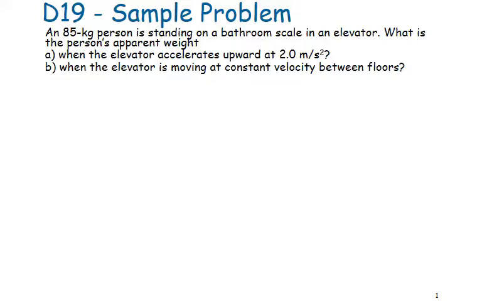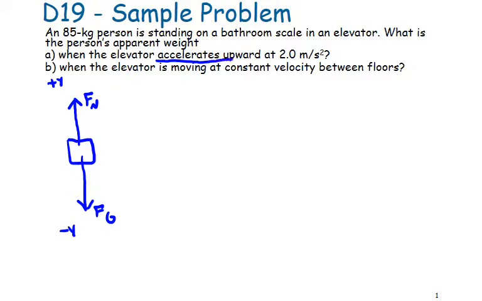Let's say we have a person standing on a bathroom scale, and we want to find the person's apparent weight. We can draw the free body diagram of the person standing on the scale. The force would be the force of gravity, and then the apparent weight is the normal force here. So this is positive y, negative y down here. And when the person accelerates upward to positive 2 meters per second squared, what would the apparent weight be?